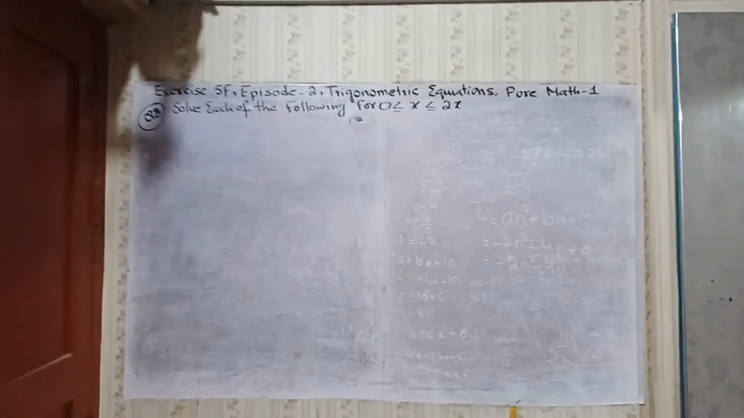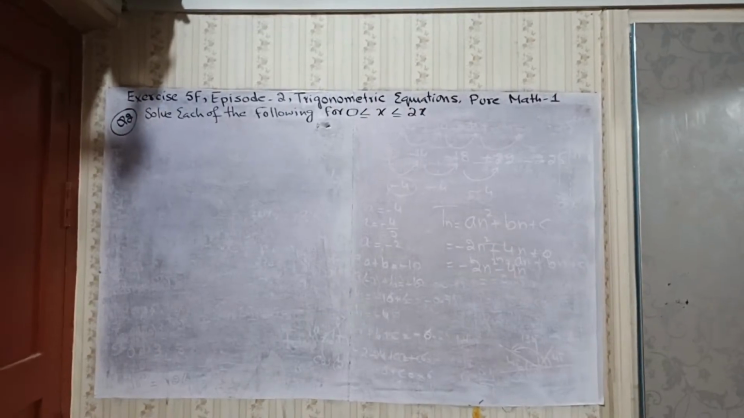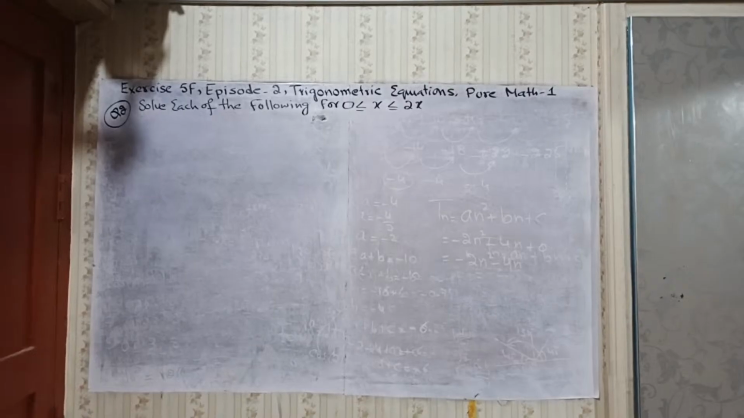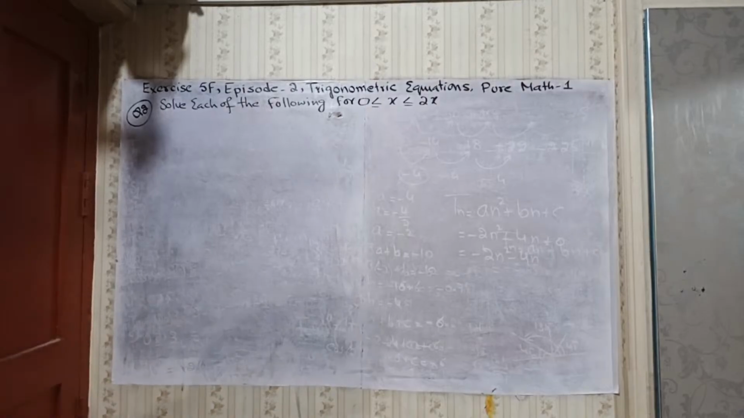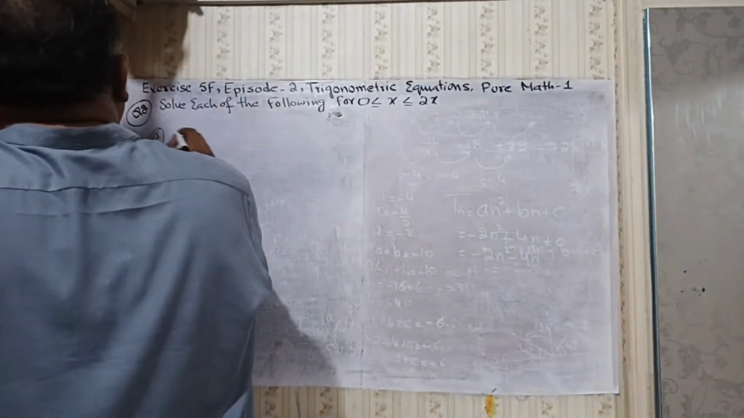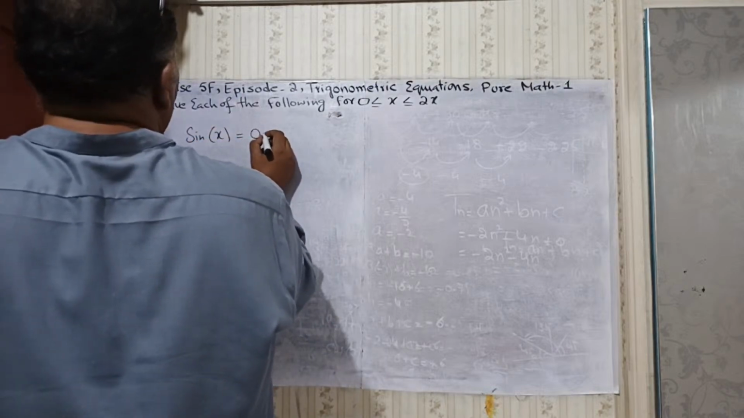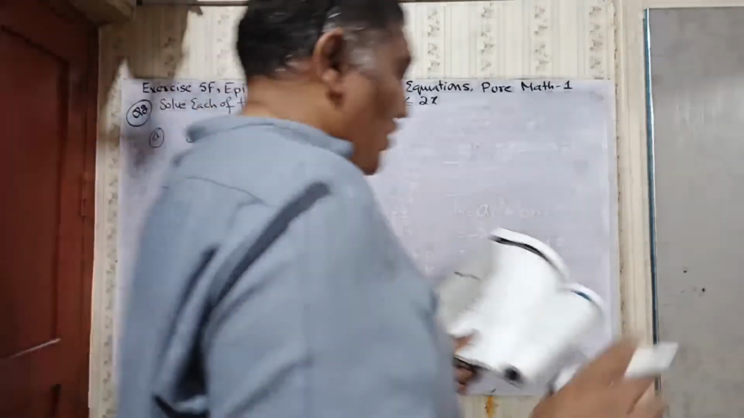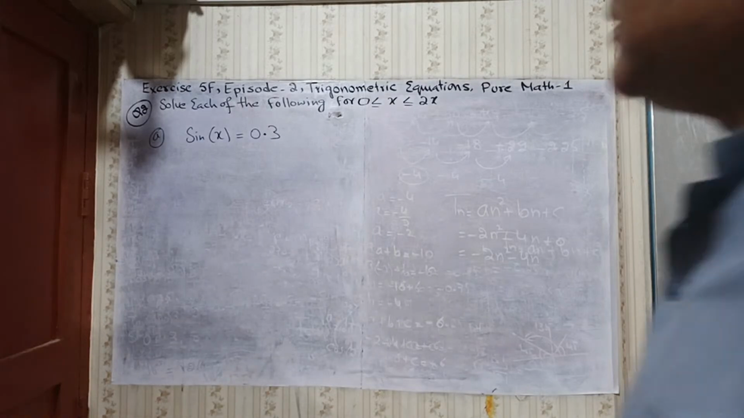So we are going to do question number 2, and the very first part says that sine of x is equal to 0.3. Now your calculator must be set in radians. Sine of x is equal to 0.3. Very simple, I want to find the angle.